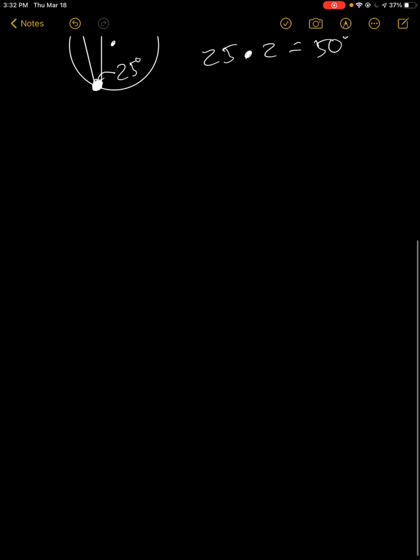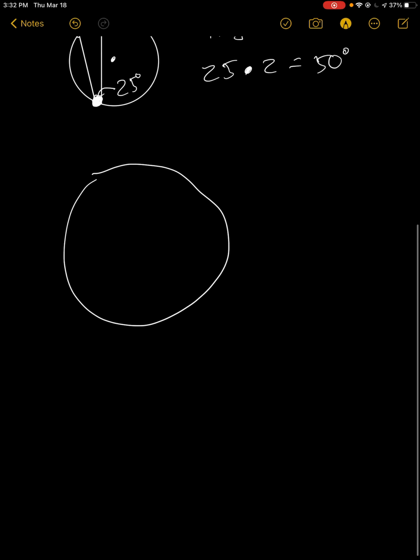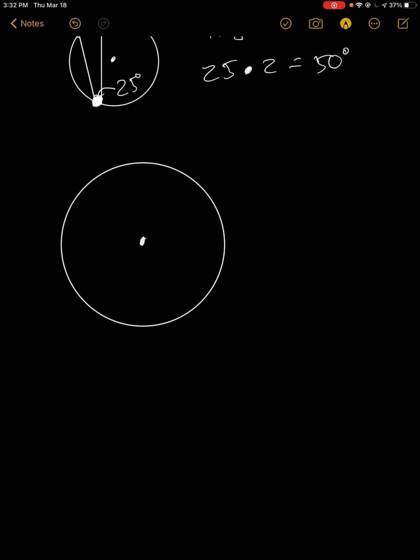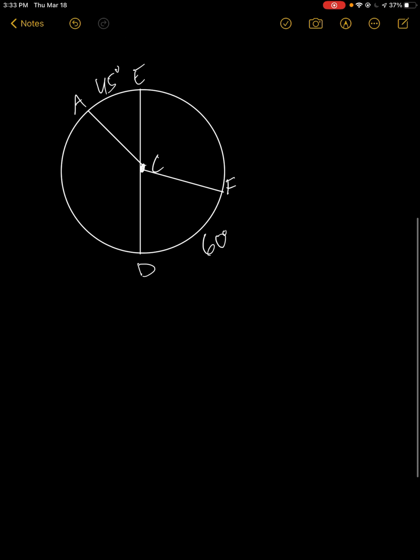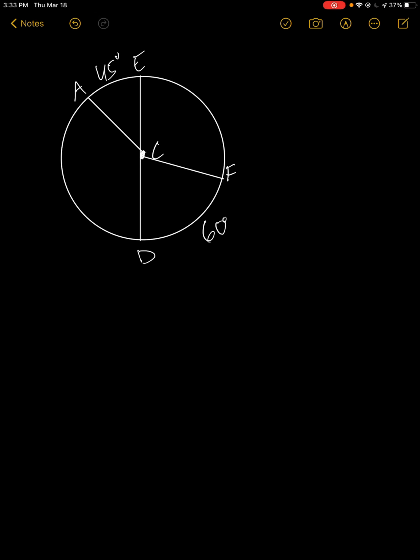So now let's go ahead and look at another example of this problem. We have our circle with center C, and we have our diameter with segment ED. We have point A right here. We know that this measures 45 degrees. This is point F, and this is 60 degrees. So we have to find a few things. Before we find anything, we're given that segment ED is the diameter.